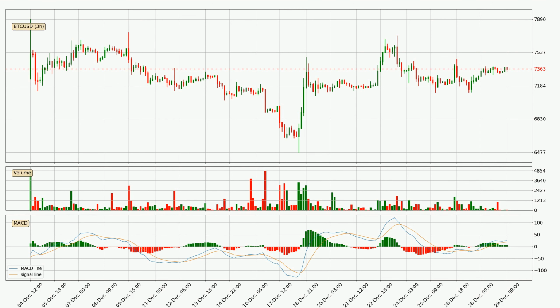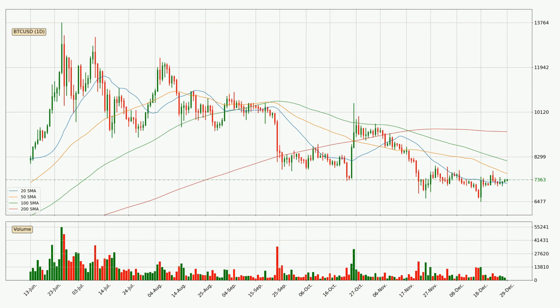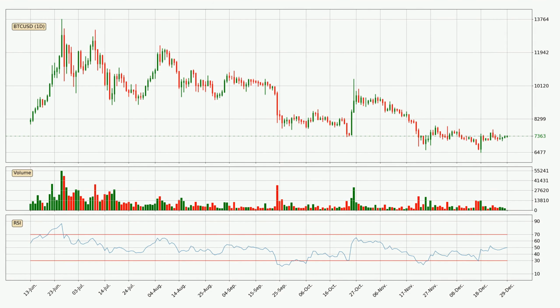Moving to the daily simple moving averages, the current price is between the 20 and the 50 SMA. If the price bounces off the 20 SMA, which is currently at 7,217, it could be seen as a support, and the 50 SMA that is at 7,618 could be seen as a resistance to the upside. Breaking either way signals a possible further move to the corresponding direction. Looking at the daily relative strength index, the current daily RSI is at 50, so there are currently no signs of the crypto being overbought or oversold.